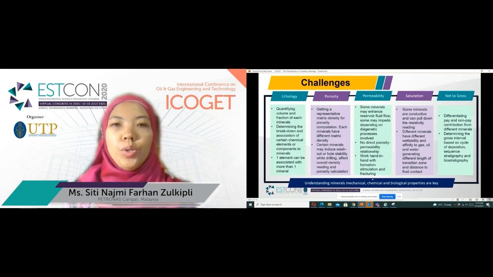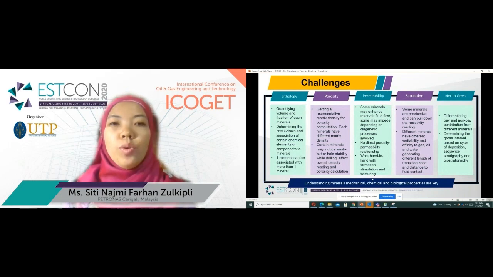Permeability might not show a direct relationship with the porosity in the complex lithology environment. Hence, the log-derived permeability must be calibrated with the core data and also permeability derived from the well test. Certain minerals are also conductive, such as pyrite and siderite, and overall this can pull down the resistivity, which can mask the hydrocarbon presence in the reservoir. Certain minerals also show different affinity to oil and water in the rock, which makes the determination of the fluid contact or free water level across the reservoir more complicated.